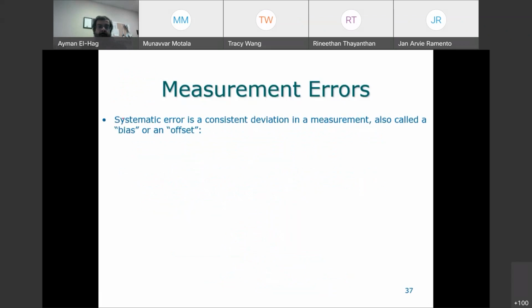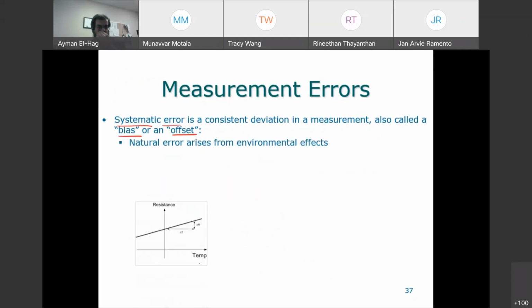There's one thing called systematic error. This error always exists. Sometimes we call it offset, sometimes we call it bias, because it offsets the results. If my result is here, it's always there, always there. Now, why is that? There could be different reasons. One of the reasons could be natural sources.